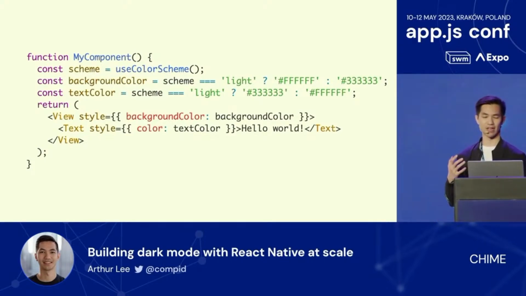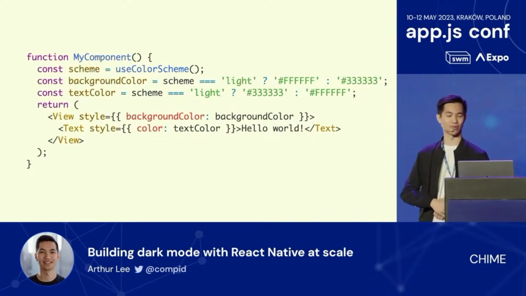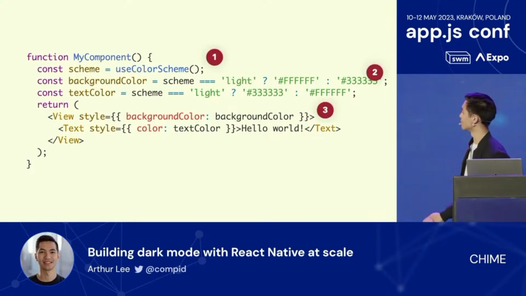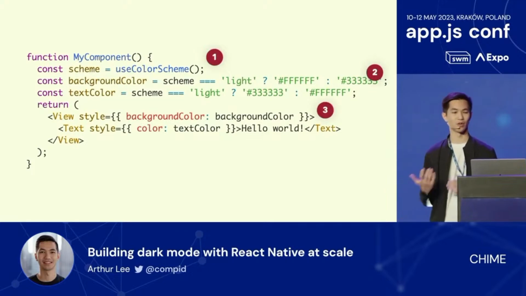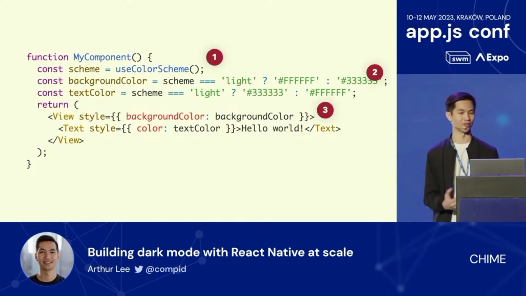But as we started to look at our code base, which is over 4 years old and has hundreds and hundreds of components and screens, we started to see a few problems with this approach. So today I'm going to cover 3 different problems that we saw with this approach when we tried to implement dark mode at scale. And hopefully this kind of turns into some insights that you can take home with you.